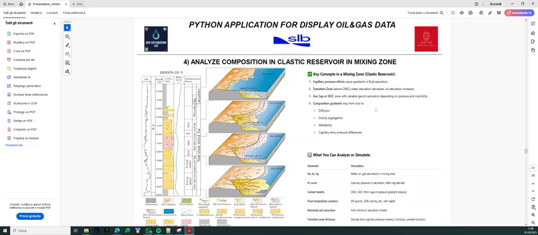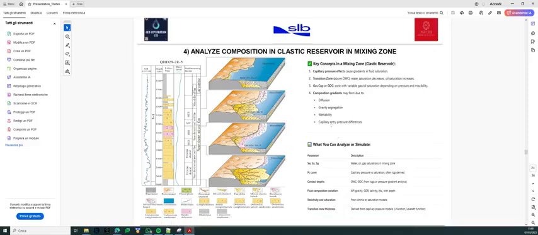But we also need to study and underline other parameters like diffusion, gravity segregation, wettability, and capillarity and pressure difference, because to improve and use all the potential of a reservoir, you need to study all these kinds of parameters.